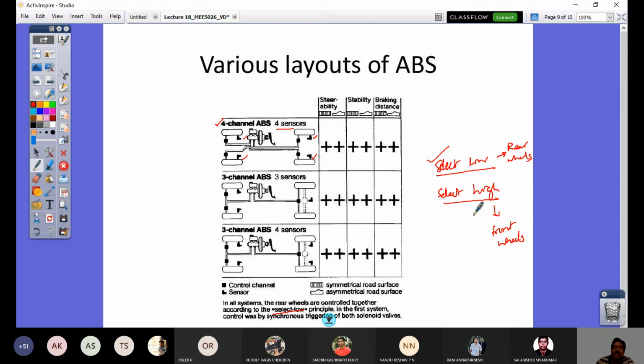Front wheels. You'll understand why now, right? So you see here, with the ABS, what is possible? You are able to have steerability, stability, and braking distance. All are possible. It's possible not only on a symmetrical road surface, but also on an unsymmetrical road surface. This kind of notation is for an unsymmetrical road surface. So all these 3 schemes can take care of the 3 required objectives: steerability, stability, and braking distance. So these are the objectives of ABS, right?